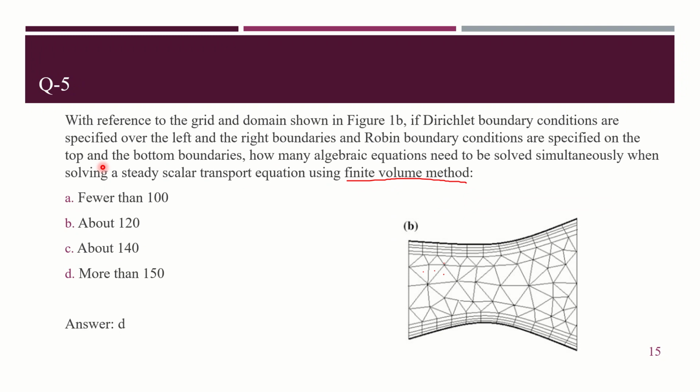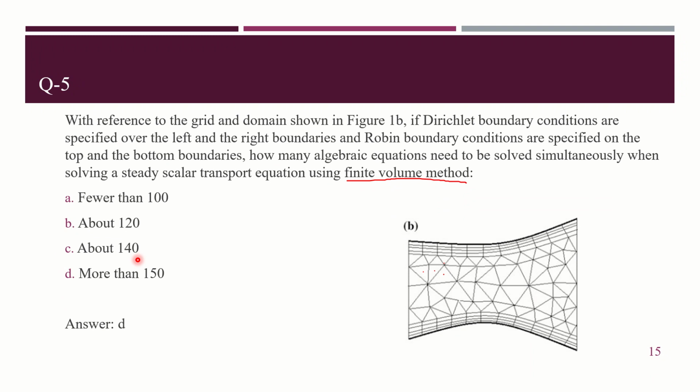Because if boundary conditions are, it would not be affecting, but still if there are anything, it would be coming less than that. So here it is more than 150 is the right answer. So accordingly we are just choosing option D. Option D is the right answer.